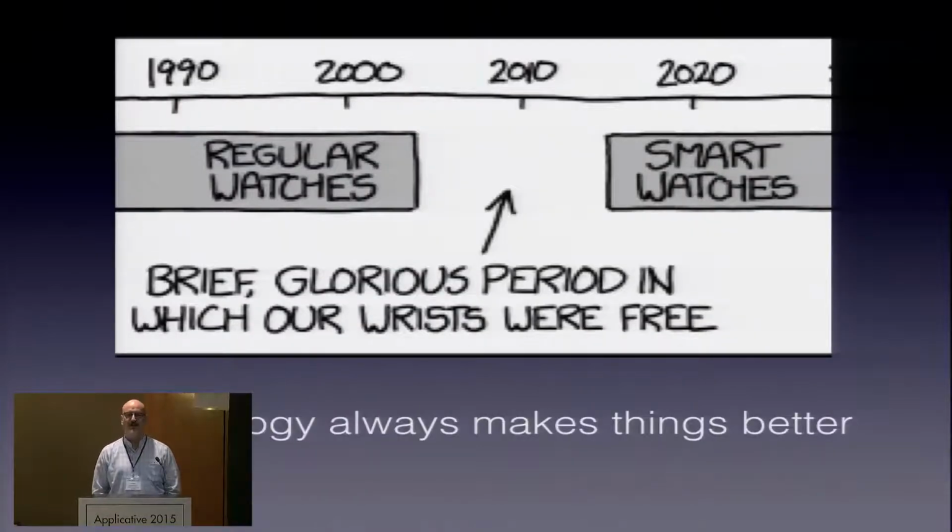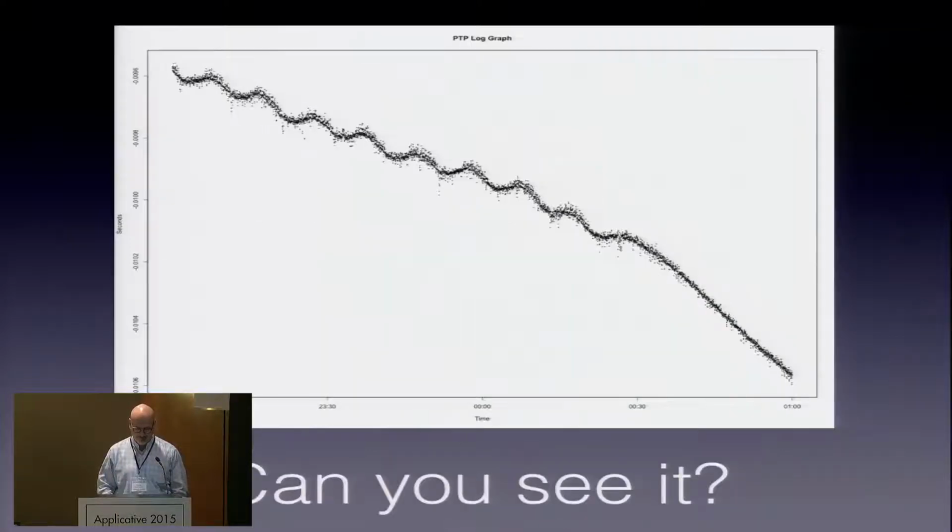And I can't give a talk without stealing something from XKCD. So I know we're all going to put fancy Apple watches on our wrists eventually, and some people are wearing Pebbles and all this stuff. Technology always makes things better. We had regular watches, then we had phones, and now we're going to put smart watches on our wrists, which will only be accurate if they're on the network. Time is an illusion. Lunchtime doubly so.